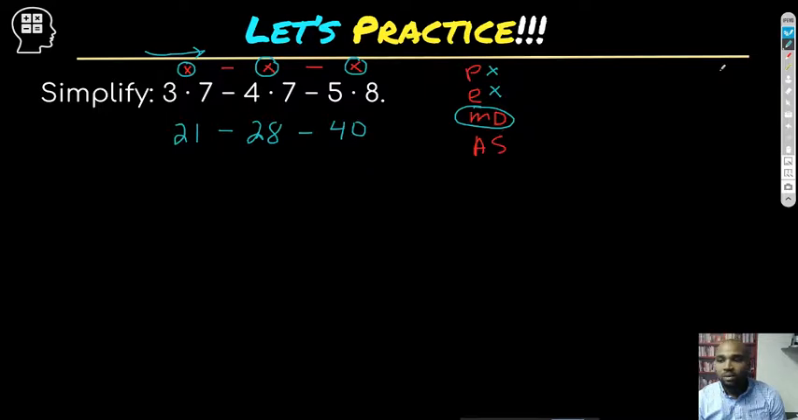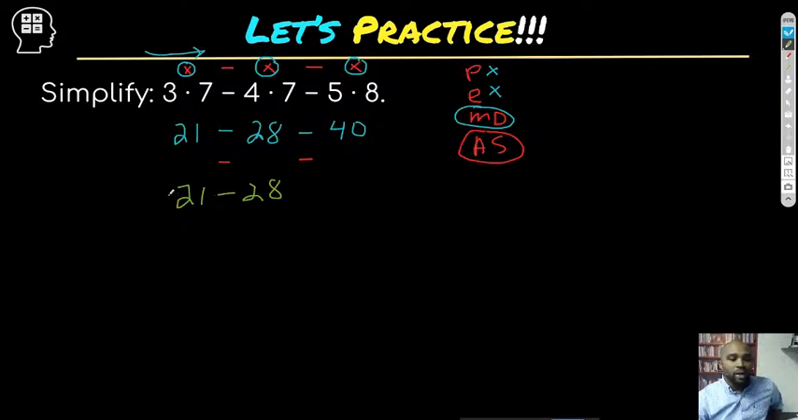All right, now I only have minus left. So that's easy because that's addition and subtraction. That's the only one I need to continue working on. So now I'm going to just do that in order. 21, take away 28. Let's start with that before we get to the 40. What's 21 take away 28? So what's the sign of the answer? Is it going to be positive or negative?